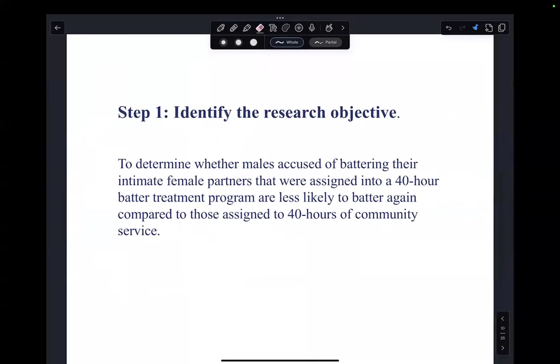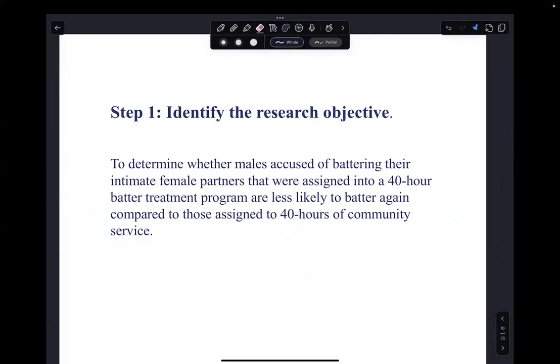All right. So step 1, identifying the research objective. Our research objective here was to determine whether a treatment program was going to make people less likely to batter again compared to community service. So they wanted to know if this treatment program is going to be effective. That's what their research objective was.